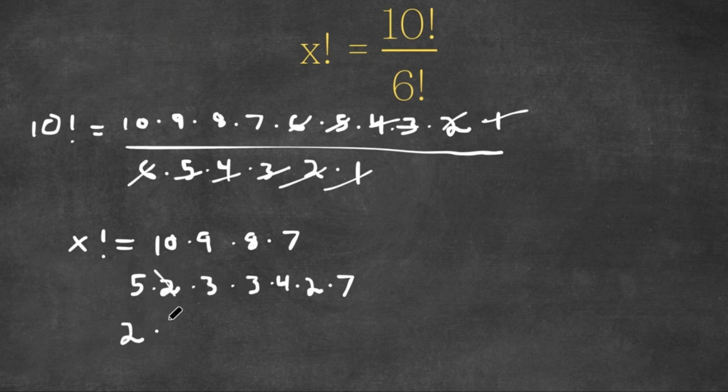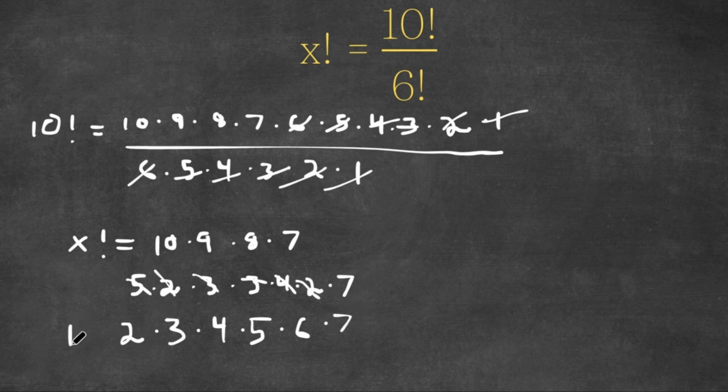Now we have a 3. So write 3. Now we have a 4. We have a 5. Now we don't actually have a 6. However, 3 times 2 is 6. So then these two cancel out. And finally, we have a 7.